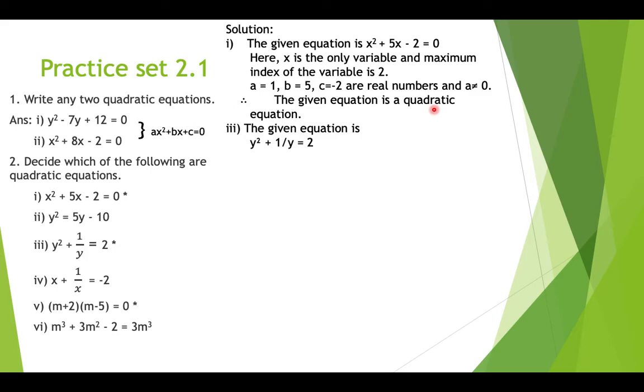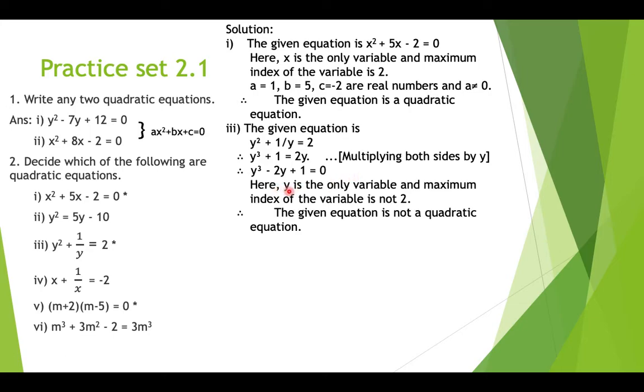Now in the third one, don't get confused with this. The given equation is y square plus 1 by y is equal to 2. Now if you think about this y, the power is not 1, it is minus 1. So we have to rearrange this equation in the form of a standard quadratic equation. When we multiply on both the sides by y, we get y cube plus 1 is equal to 2y. So we get y cube minus 2y plus 1 is equal to 0 after rearranging, as this 2y when it comes to the left hand side becomes minus 2y.